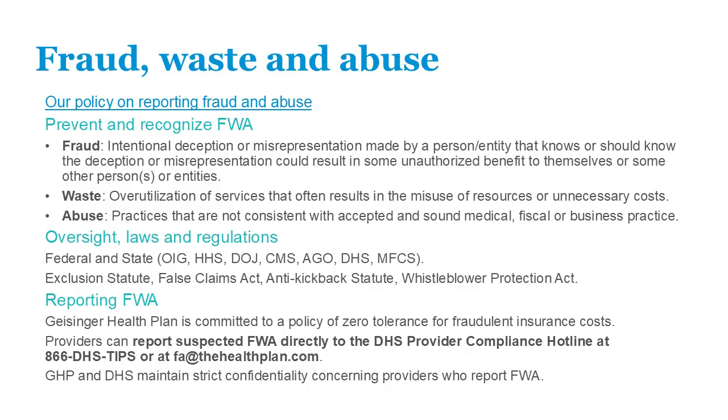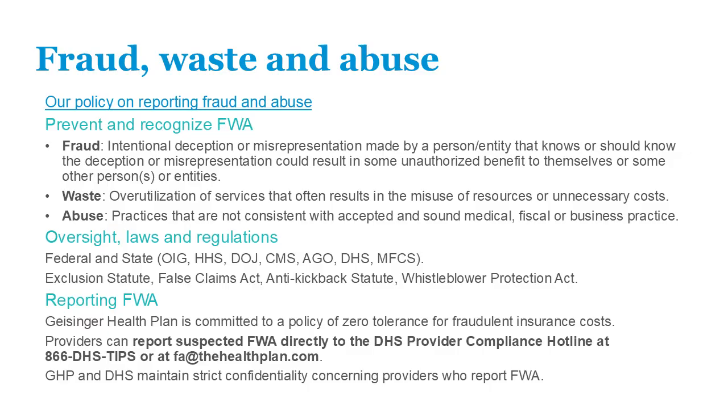An example of oversight laws and regulations is the OIG exclusion list that prohibits debarred entities from providing services in a federal healthcare program. A False Claims Act violation is submitting for a service that was never performed. Anyone who initiates a false claim case is protected from suspension, threats, or harassment in terms of their employment. Some other laws include Stark Law and HIPAA. Fraud, waste, and abuse should be reported directly to the DHS Provider Compliance Hotline, as noted on the slide. All leads are kept confidential.